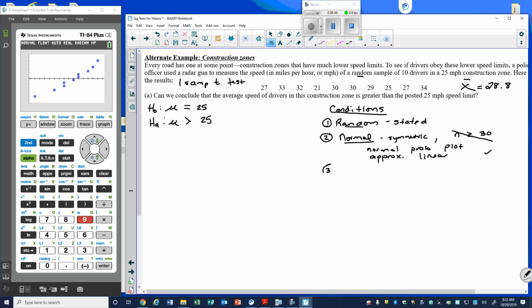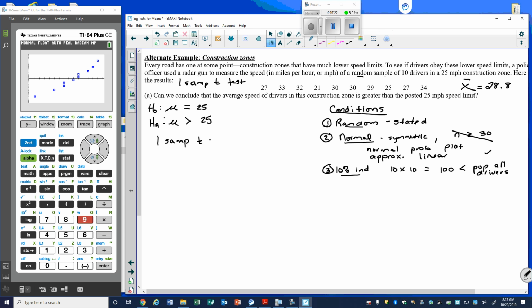The final condition we need to check is the 10% condition for independence, and that is based on your sample size of 10. If you multiply that by 10, you get 100. And I can assume that 100 is less than the population of all drivers coming through this construction site. We definitely have more than 100 drivers. So because this condition is met, or all the conditions are met, we can run this one sample t-test.